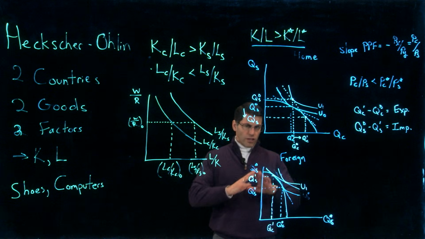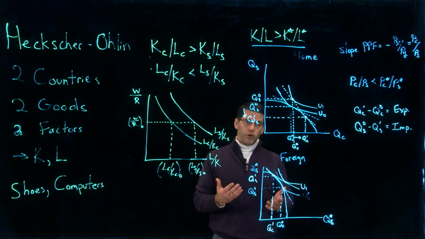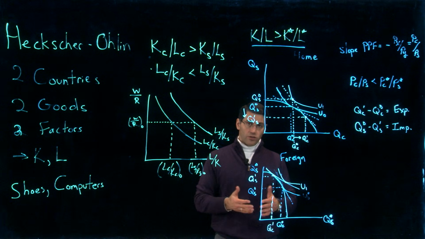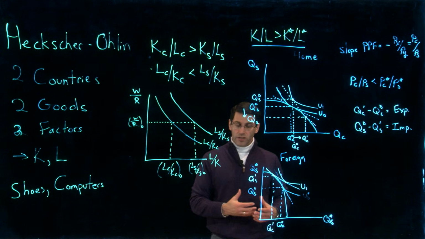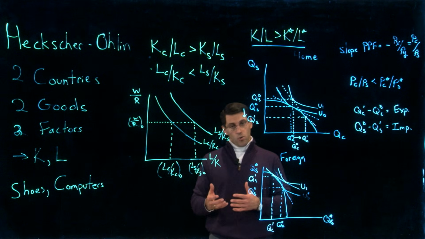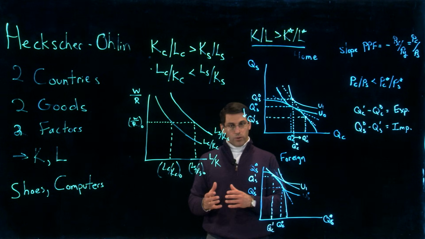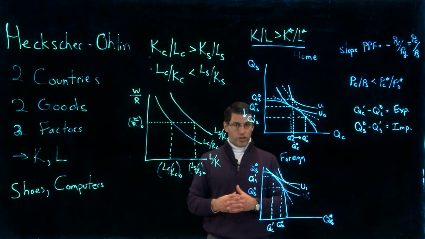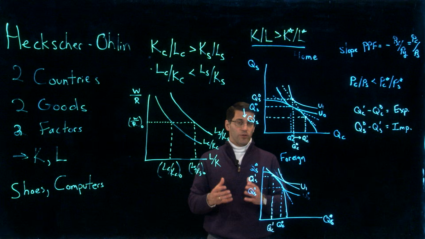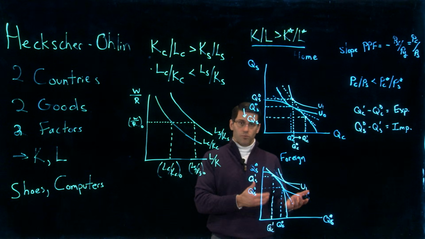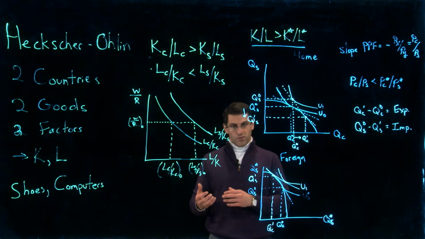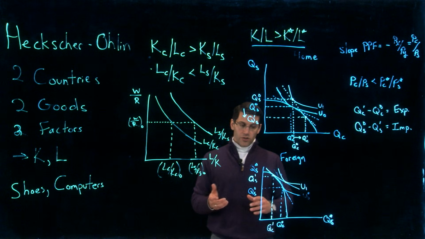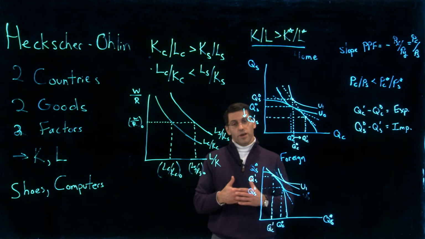So what happens in general when we open up to trade? We notice that foreign, which is labor abundant, is going to increase its production of the labor intensive good and decrease its production of the capital intensive good. The home country, which is capital abundant, will see an expansion of the capital intensive sector, an increase in production of computers, and a shrinking of the labor intensive sector, in this case shoes. So this is the first basic insight that we have from the Heckscher-Ohlin model.